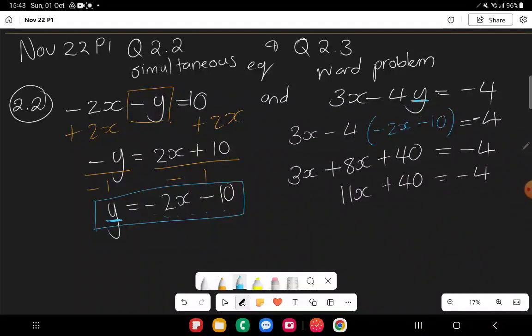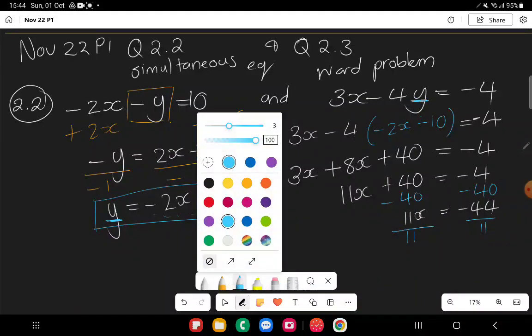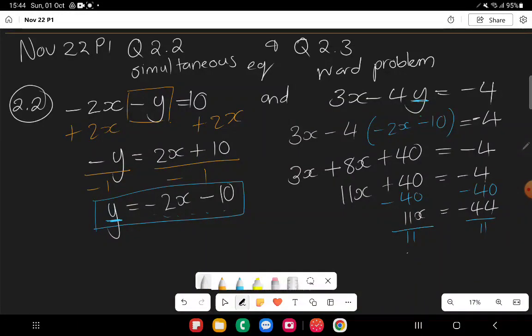Now I want to get x alone, so I'm going to say minus 40 on both sides. 11x is equal to negative 44. Divide by 11 on both sides, which means now that x is equal to negative 4. I have the value of x.